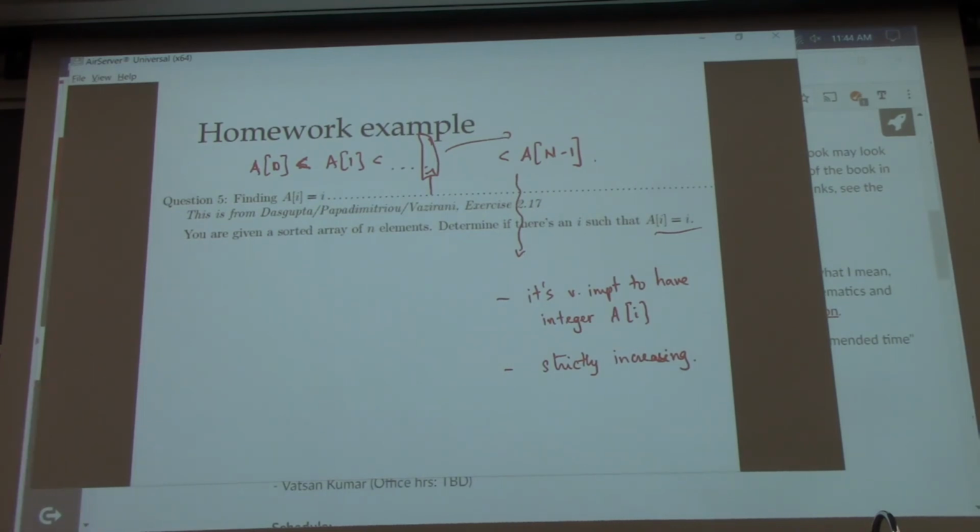There's another sleek way to solve this problem. Anybody? If we XOR every bit with the i, we'll get that. If we XOR every bit with what? With i, with A of i. If it's equal, it will be zeros. And if it's not equal, it will be 1.